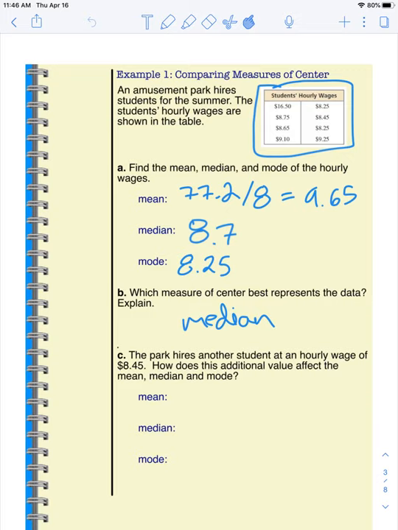All right, part C, the park hires another student at an hourly wage of 8.45. How does this additional value affect the mean, median, and mode? Well, if we recalculate all of them, we get 9.52 for the mean, 8.65 for the median, and both 8.25 and 8.45 for the mode. I still think the median is the best measure of center, because even though there's 2 modes, those are the lowest 4 data points. And the mean is higher than all but the highest data value. So the median, the middle number, is still the best measure of center.